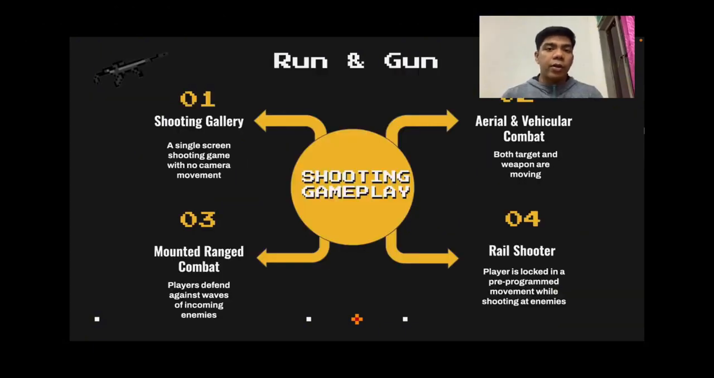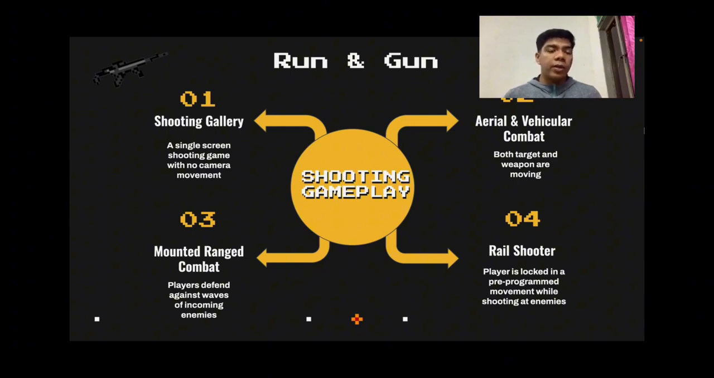The book mainly focuses on combat, and the first element of combat is run and gun, where there are 4 shooting gameplays that were mentioned. The first one is shooting gallery, the next one is aerial and vehicular combat, the third one is mounted range combat, and the fourth one is rail shooter.